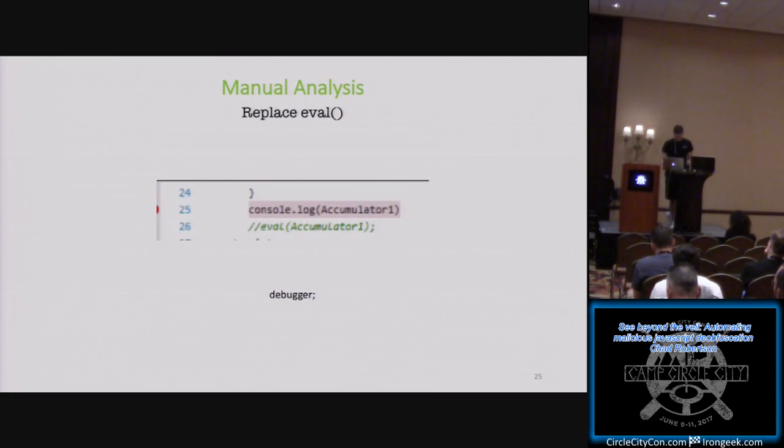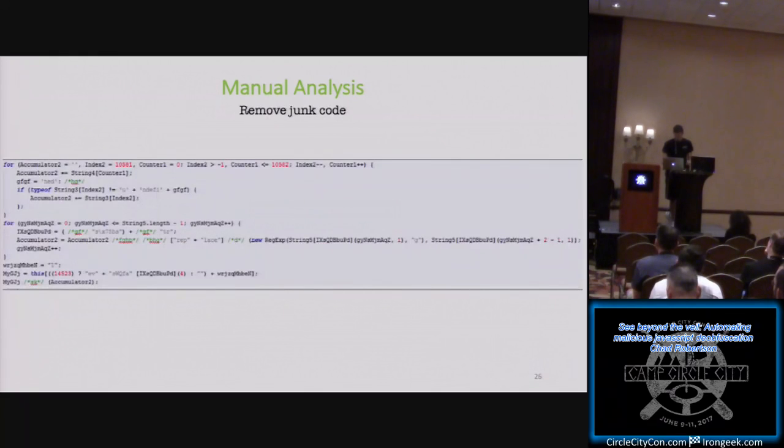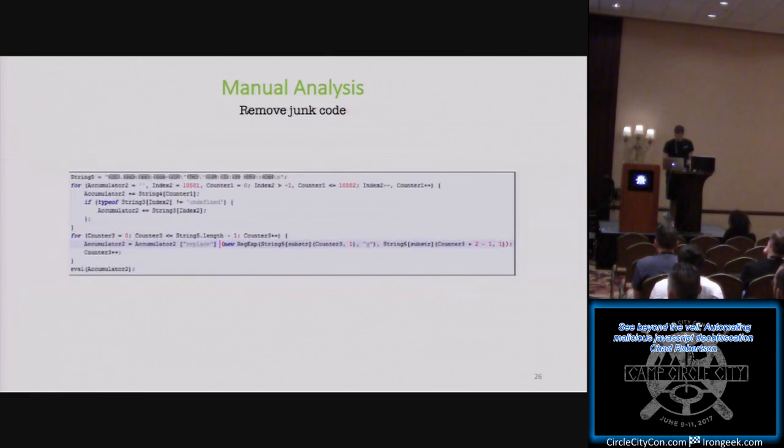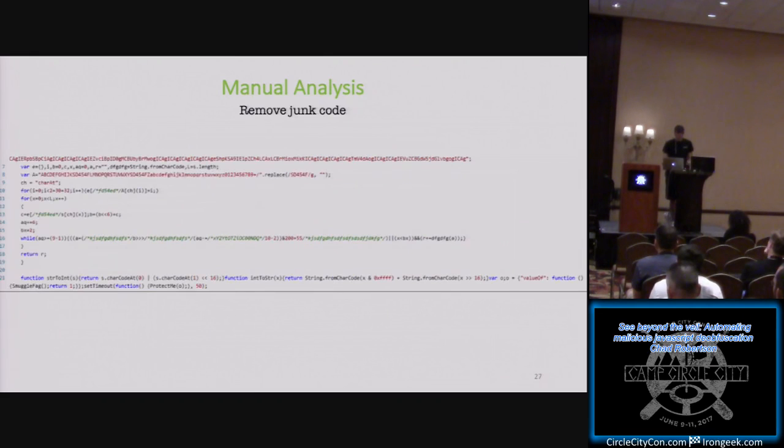So then, to do a manual analysis, replace the eval with a console log. Console log just prints it to the log, so it's much easier to see. This is the 3 loops for the landing page. This is the second loop, so it looks very similar, and you can clean it up the same way. This is the second loop, and then that's the cleaned up version of the second loop.